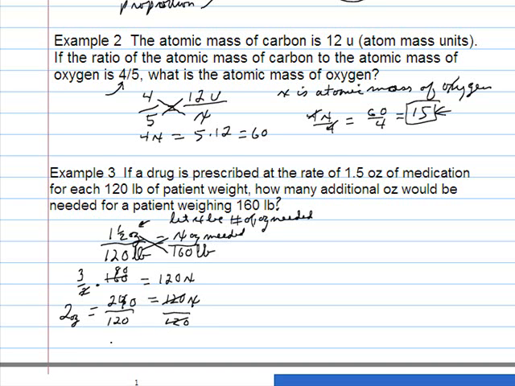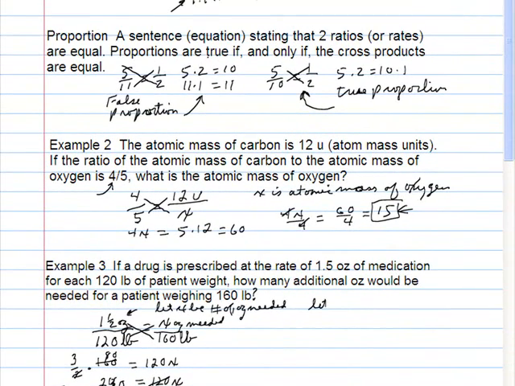Well, if 2 ounces are needed, and if 1 1/2 ounces were needed for a 120 pound patient, then 2 minus 1 1/2, which is 1/2 ounce, would be the additional medication required for the 160 pound patient. Now, I could have set it up that way in the beginning so that I didn't have to do this conversion when I got to the end of the problem.